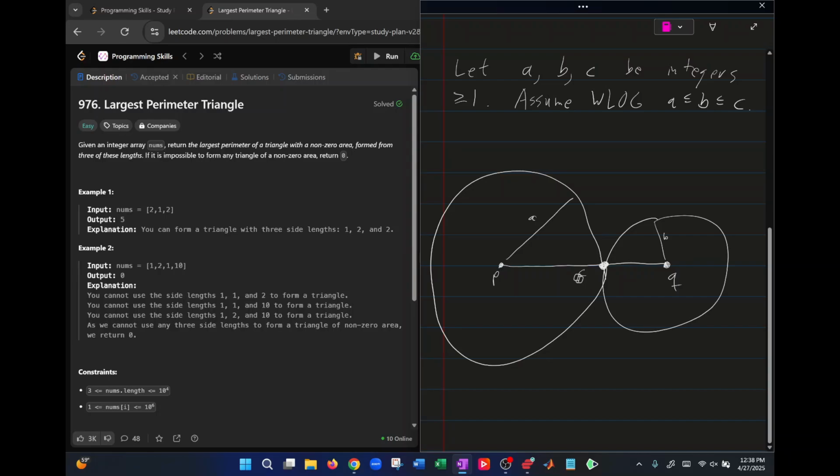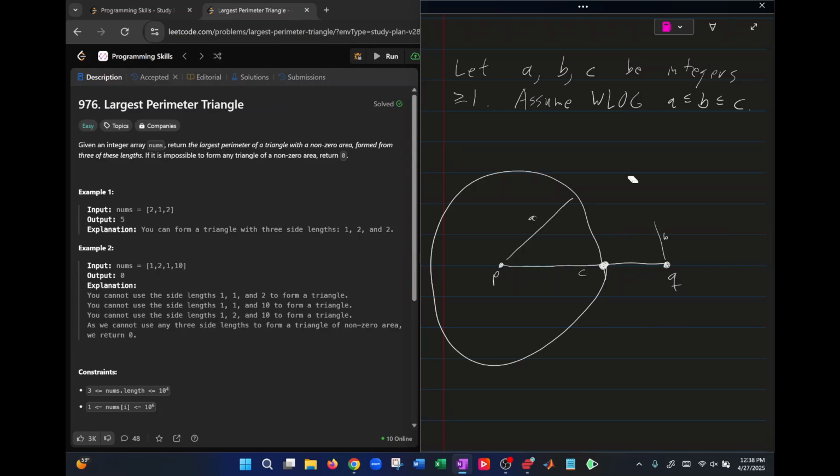So that means that there is a point which has both distance A from P and distance B from Q, but this point lies on the line segment from P to Q, and so this is a triangle with zero area, and so we're not considering it.